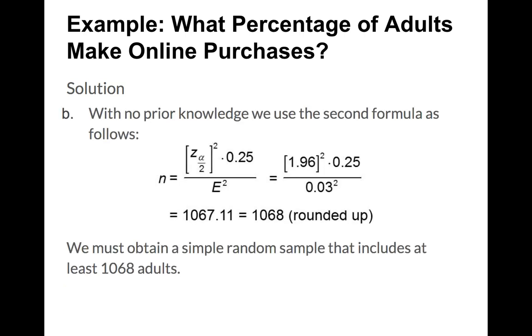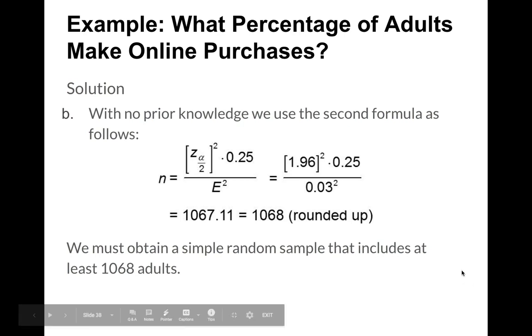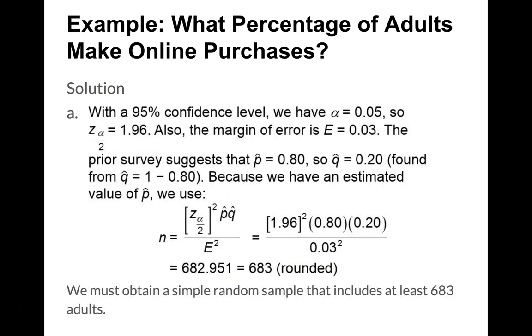Pretty cool. Now, if we don't know anything, our critical value and our error stay the same, but instead of having the p hat and q hat, we multiply by 0.25. And that gives us 1,067.11. Again, we have any decimal at all, so we go up and we get 1,068. So if we have no estimate, we have to sample 1,068 people in this problem.